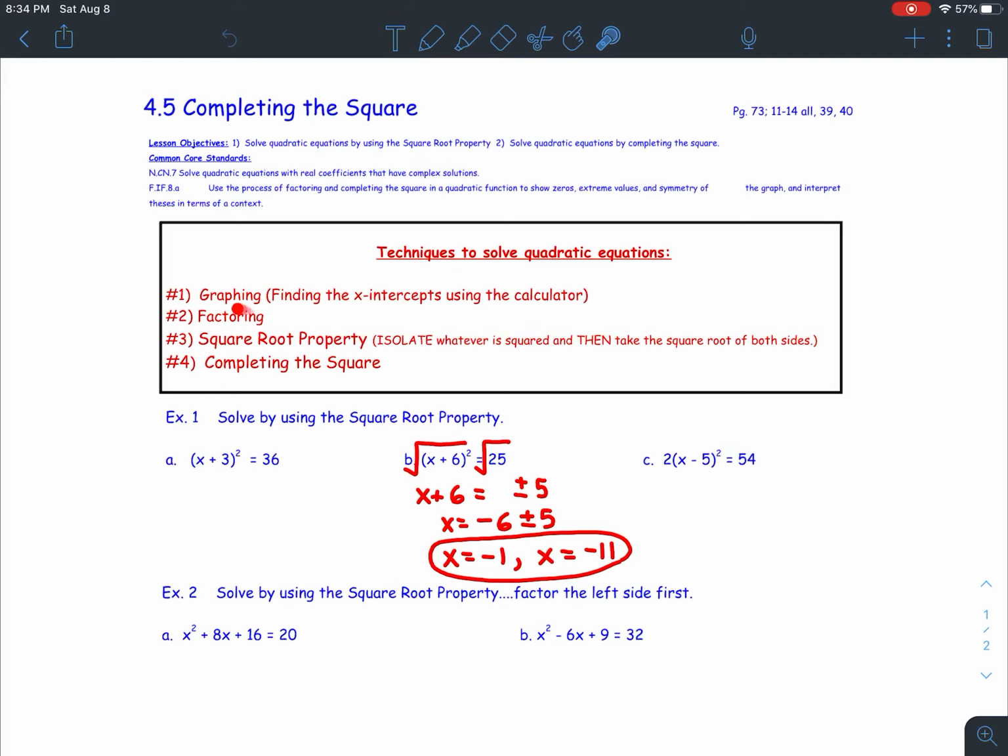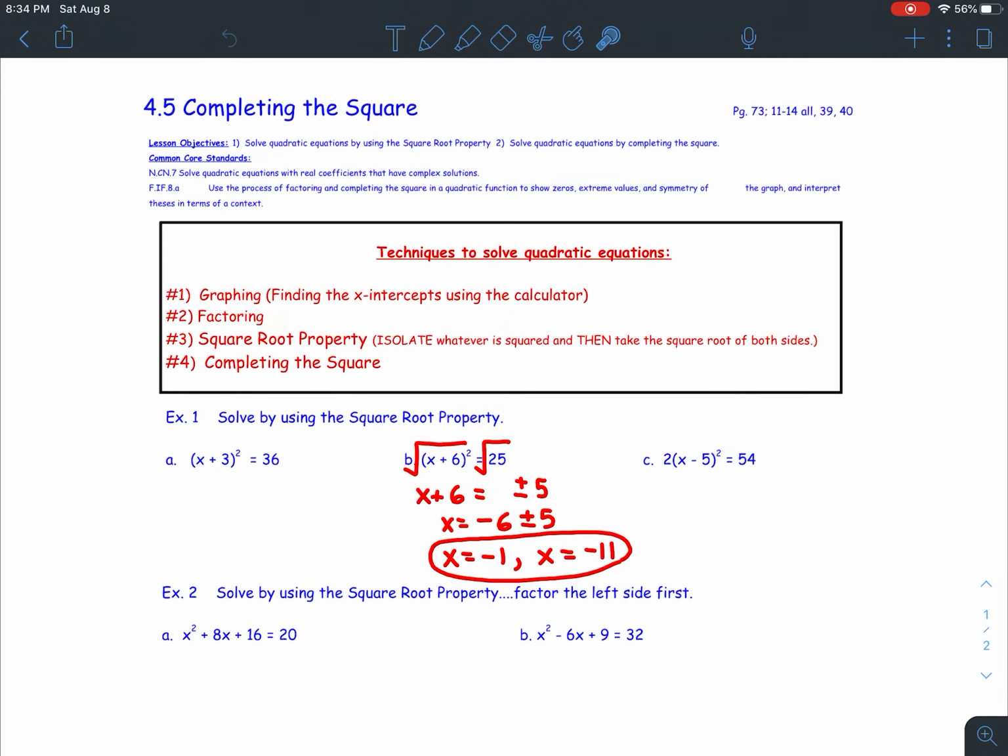We've discussed the graphing method. That's when we find the x-intercepts of the parabola using our calculator. We have discussed the factoring method. We also recently have discussed the square root property. That is when you isolate whatever is squared, and then you take the square root of both sides. And finally, we're going to be looking at completing the square here today.